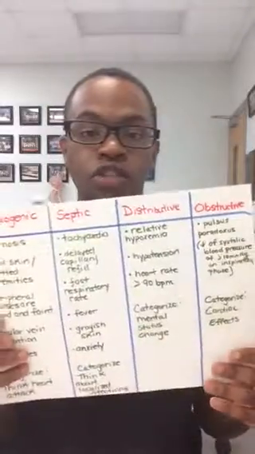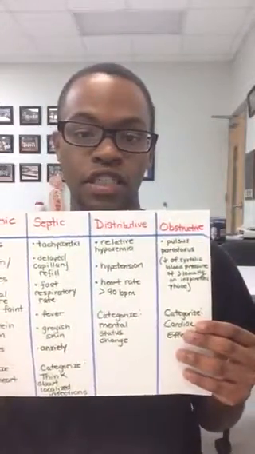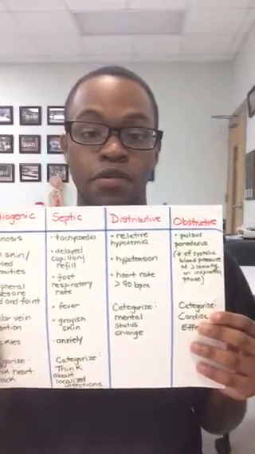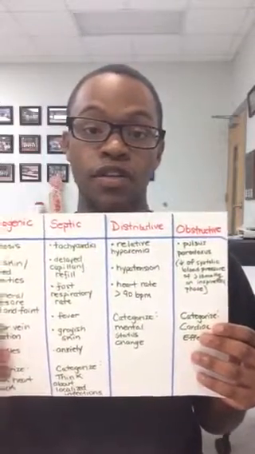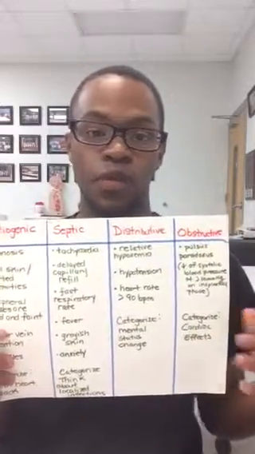So if you think about this, you can give your patient oxygen, but also you can try to think about ways that we can improve their heart, how we can improve cardiac output. That's something to consider. Now, with distributive shock, we have relative hypoxemia, hypotension, and an increased heart rate greater than 90 beats per minute. So with distributive shock, one of the things that are common is mental status change. So we need to remember that.